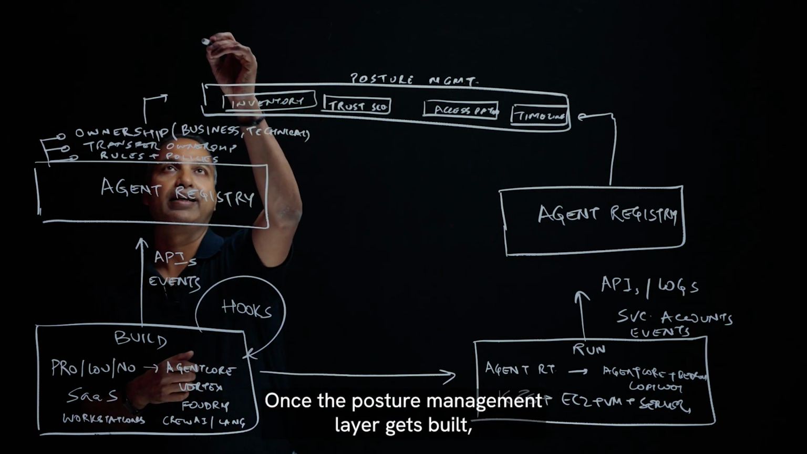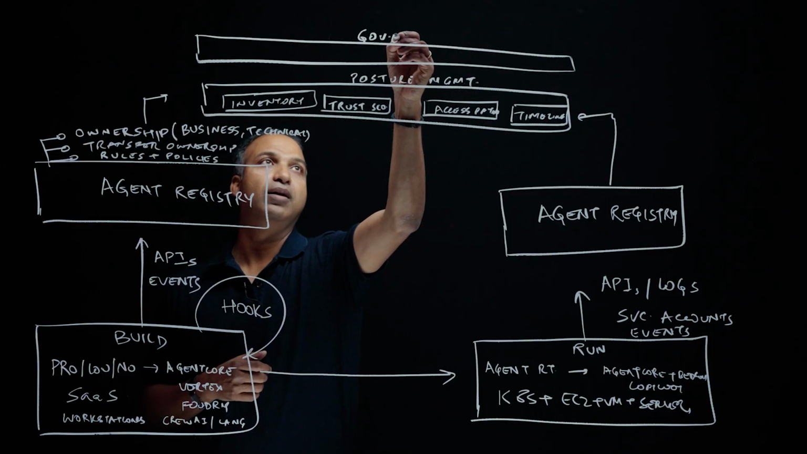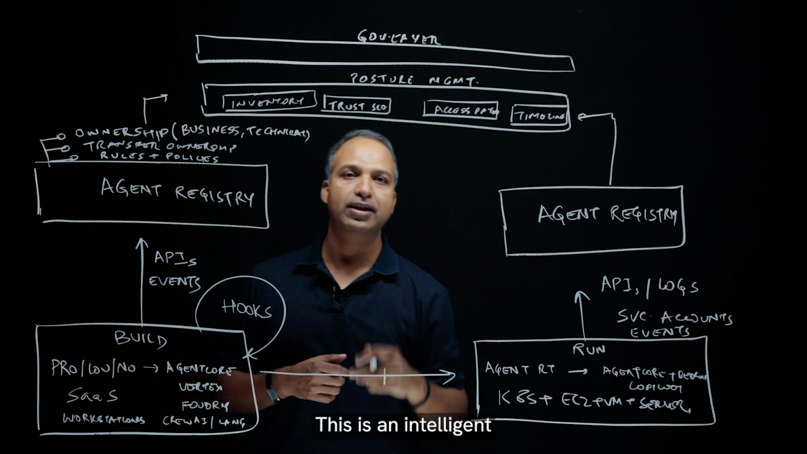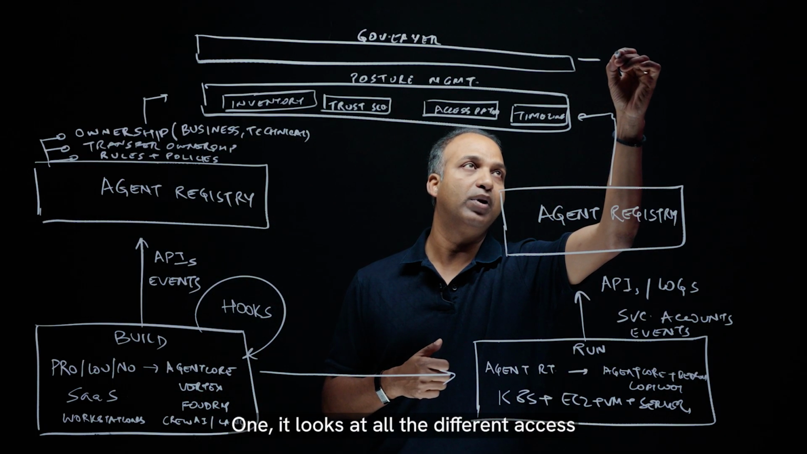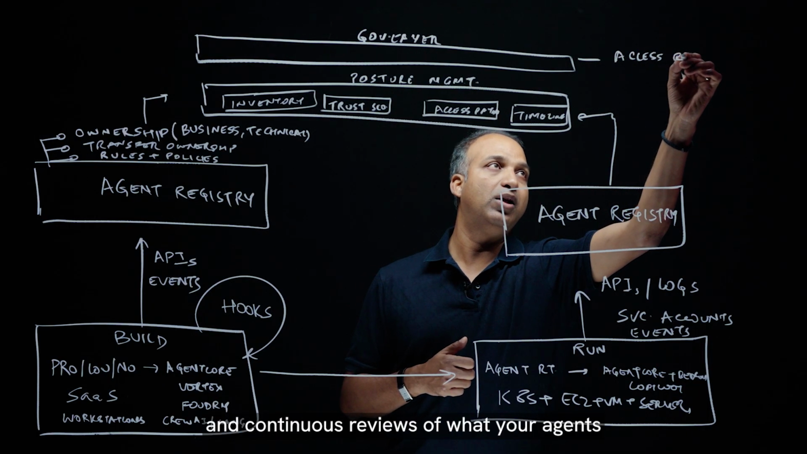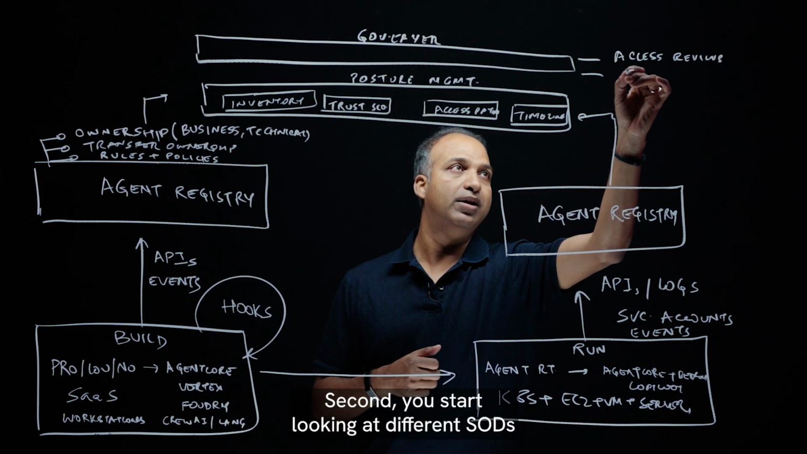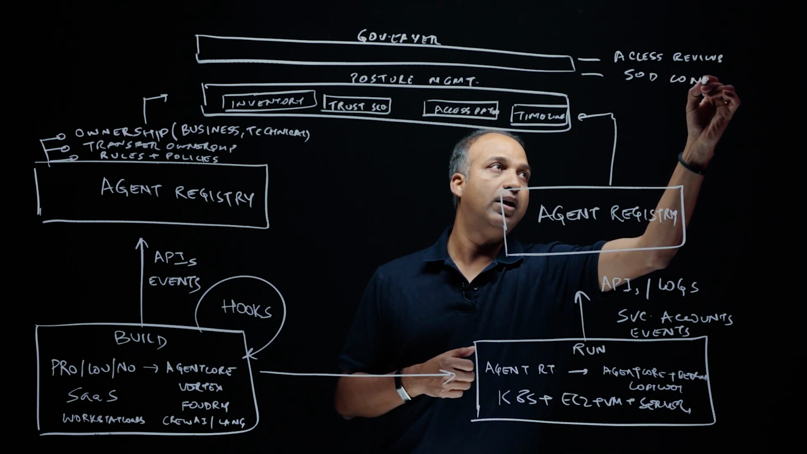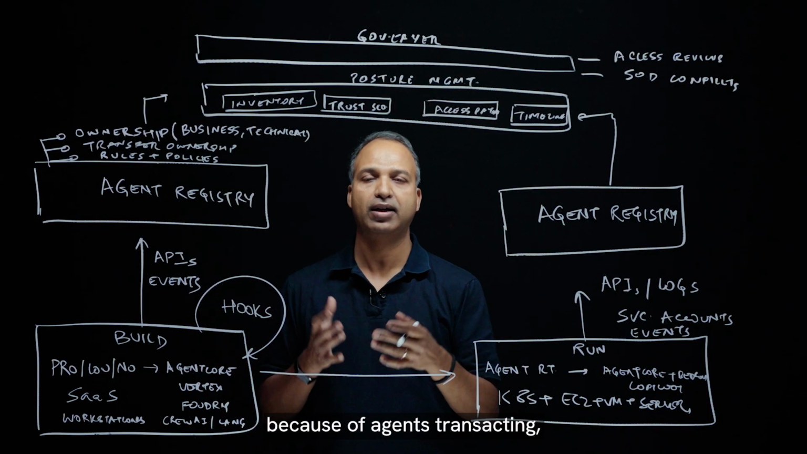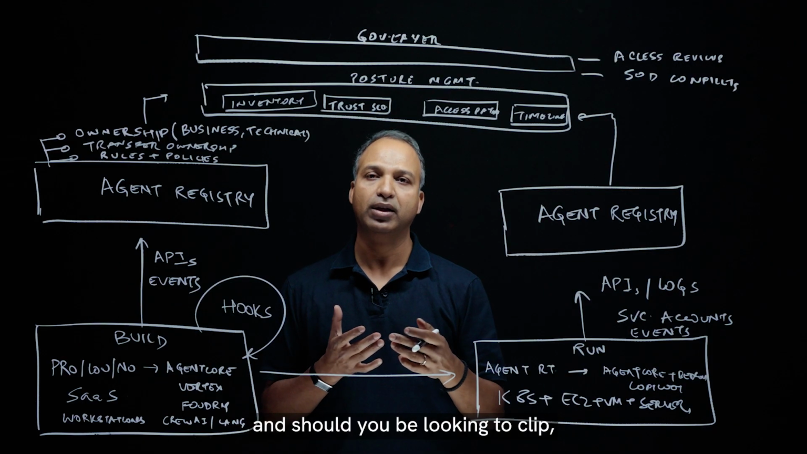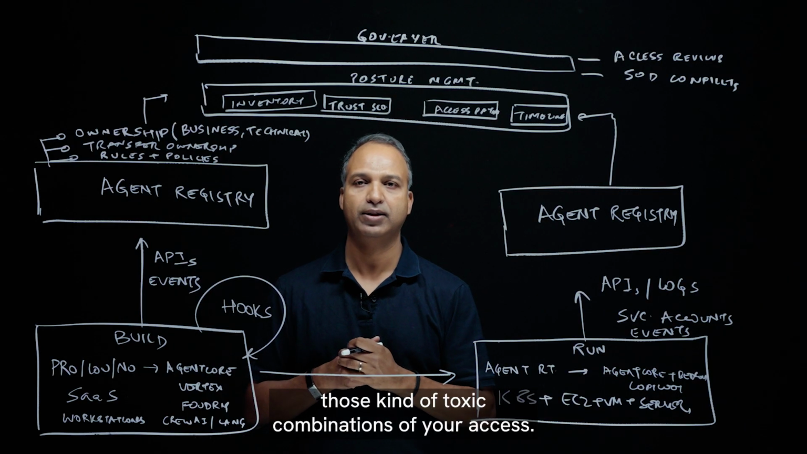Once the posture management layer gets built, the next layer you build is the governance layer. This is an intelligent and continuous governance layer which does a couple of things. One, it looks at all the different access and continuous reviews of what your agents are doing at any given point of time. Second, you start looking at different SODs, and if there are any separation of duties conflicts which are occurring because of agents transacting, having access to different systems, and should you be looking to clean up those kind of toxic combinations of your access.